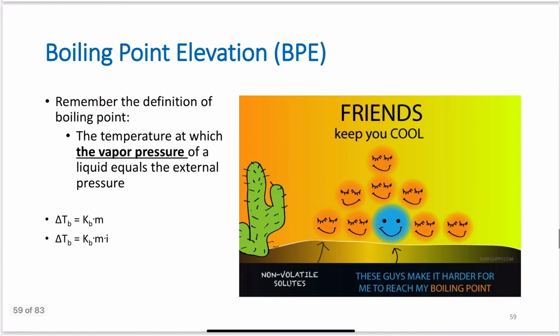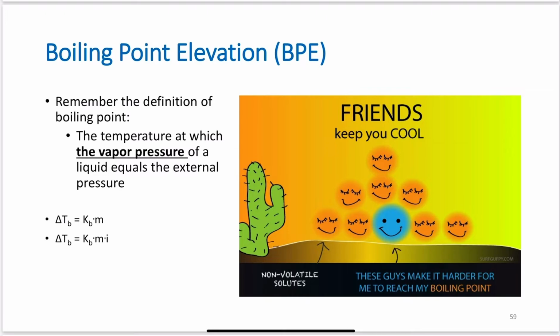So first, let's talk about boiling point elevation, or BPE. The little graphic here, friends keep you cool. These guys make it harder for me to reach my boiling point. Boiling point elevation is harder for students to wrap their head around. So for this, I need you to remember the definition of boiling point. Boiling point is the temperature when the vapor pressure of the liquid equals your external pressure. So if you have a solvent and you're adding non-volatile solutes to it, the vapor pressure of the solution is now less than the vapor pressure of the solvent. We've just talked about this in the previous module.